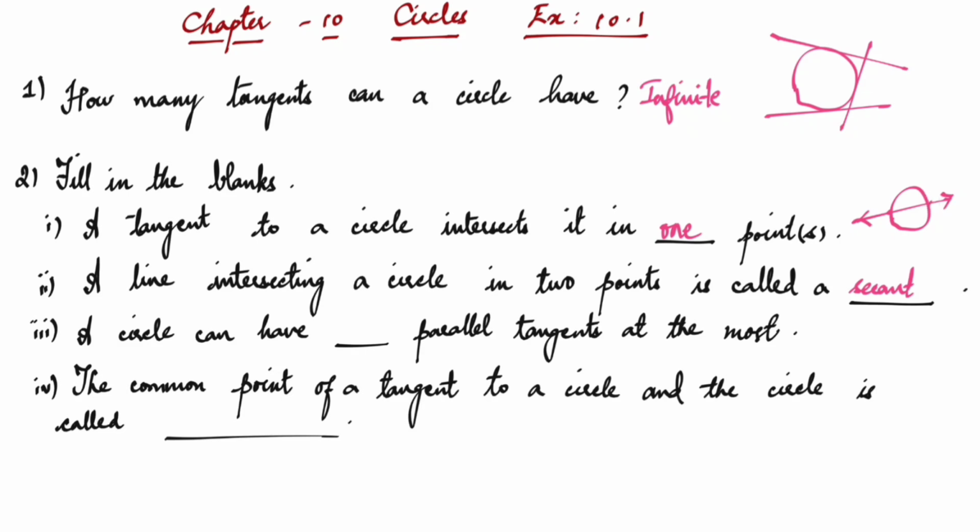A circle can have dash parallel tangents at the most. For a circle, we can draw a tangent. It should have another parallel tangent. We can draw it parallelly at the opposite point. This has one point of contact, this is the second point of contact. We cannot draw any more tangents, but we can draw secants, chords and so on. So, the circle can have only 2 parallel tangents at the most. Now, the common point of a tangent to a circle and the circle is called the point of contact.